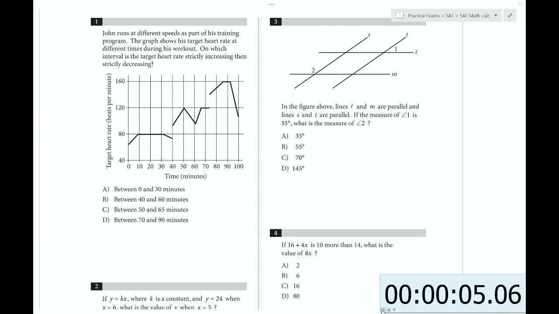Math calculator section. John runs at different speeds as part of his training program. The graph shows his target heart rate at different times during his workout. On which interval is his target heart rate strictly increasing, then strictly decreasing? So, yeah, right here, strictly increasing, strictly decreasing. So from 40 to 60.